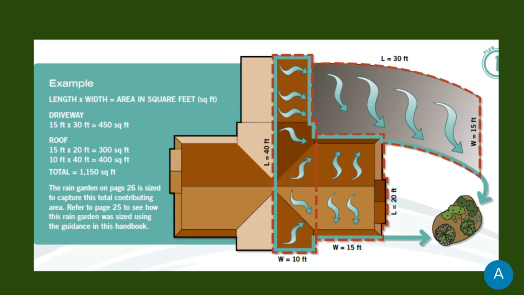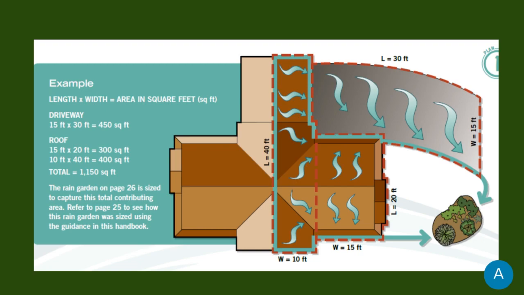An important factor in determining the size of your rain garden is to calculate the size of your contributing area. In this example, the contributing area is 1,150 square feet. It is also important to note what zone you live in. Mason County is made up of rainfall zones 4 to 6, meaning on average we receive 60 to 80 inches of rain annually, depending on where you live.